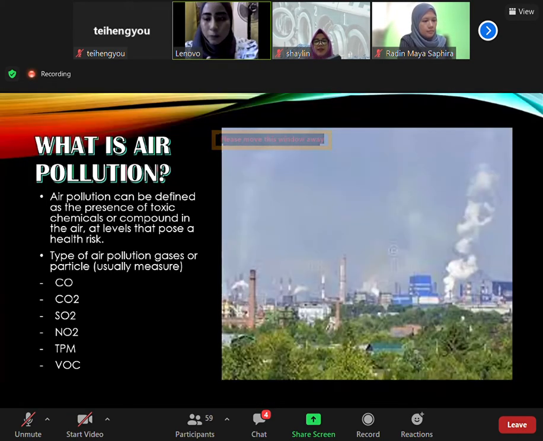Okay. So untuk first kali kita kena fahamlah apa itu air pollution. So air pollution can be defined as the presence of toxic chemical or compounds in the air at level that pose a health risk. Then ini apa tu type air pollution gases or particle yang kita selalu measure untuk setiap kilang. Carbon monoxide, carbon dioxide, sulfur dioxide, nitrogen dioxide, total particulate matter, volatile organic compound.